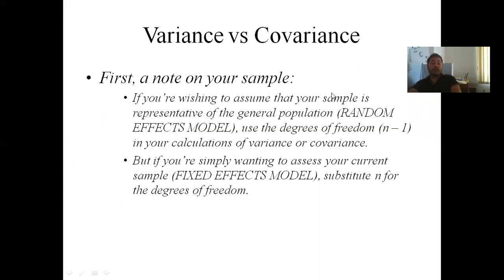Variance versus covariance. If you are wishing to assume that your sample is representative of the general population, use the degree of freedom as n-1 in your calculations of variance or covariance. I hope you know about variance or covariance. If you don't have an idea about that, then just let me know in the comments.